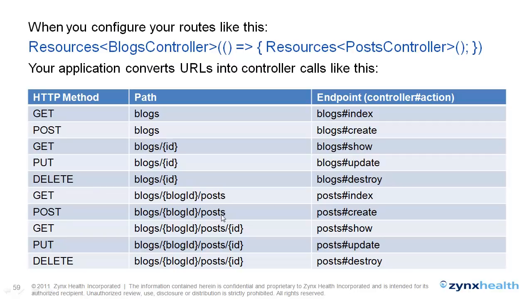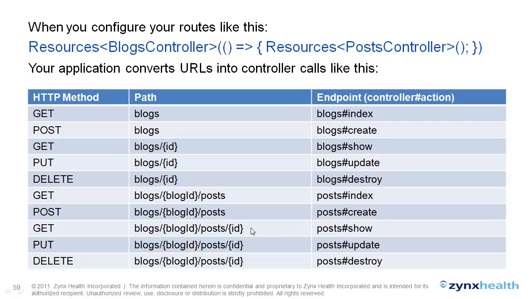A post, designed, of course, to create a new post in the posts, way overloaded use of the word post here, calls the create action method and passes a blog ID. A get of a specific post invokes the show action method on the post controller, passing two parameters, the blog ID and the ID of the post.